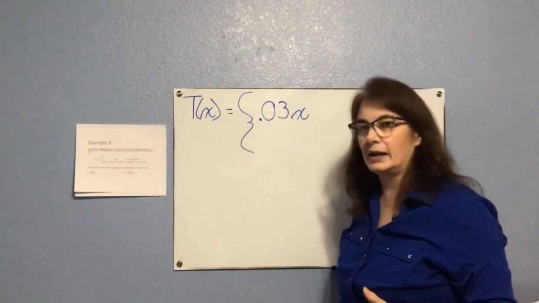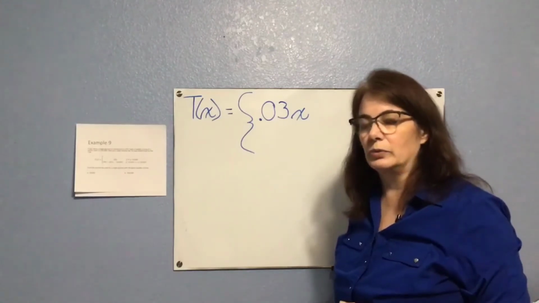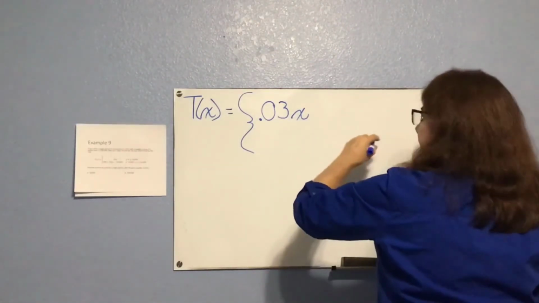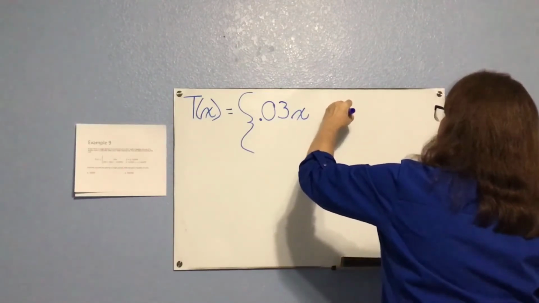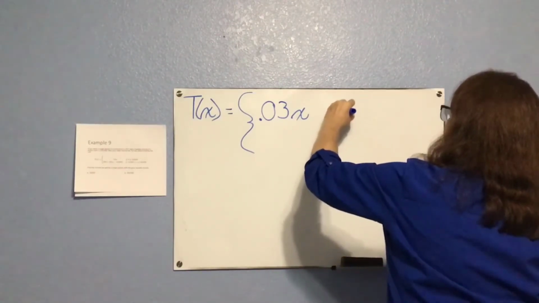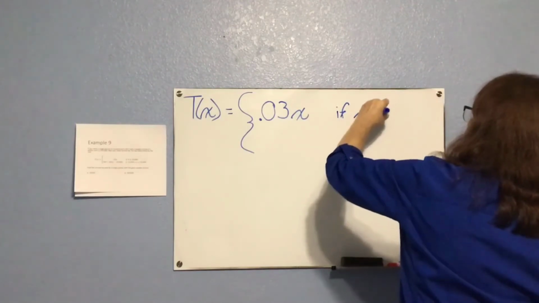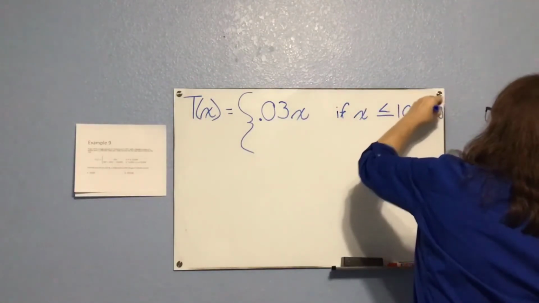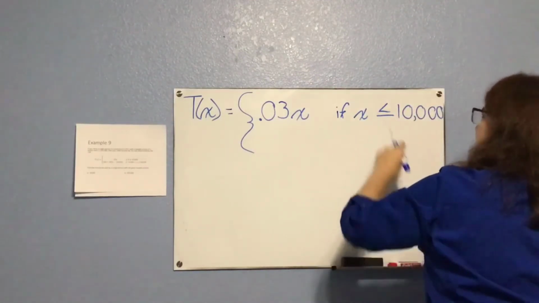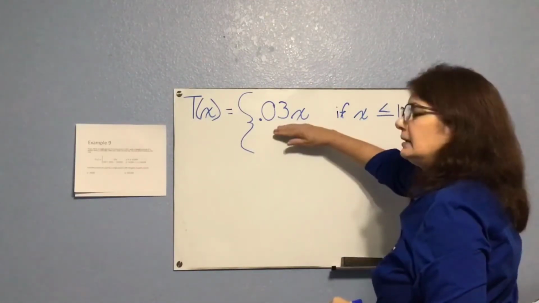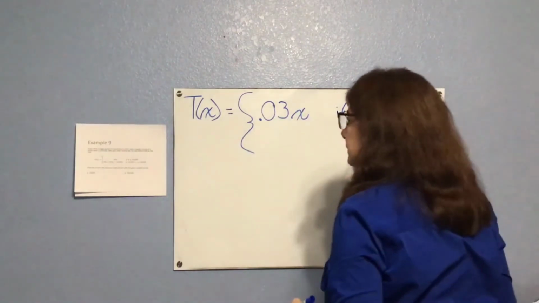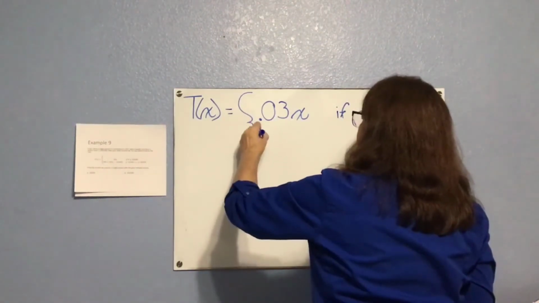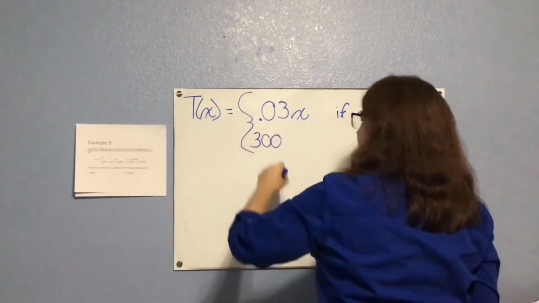But now I have to tell you, when does that function rule apply? And in this case, it applies if x is less than or equal to $10,000. Okay, so if your income is $10,000 or less, this is how you figure your tax. Now, what if your income is more than that? Now I have a different rule.